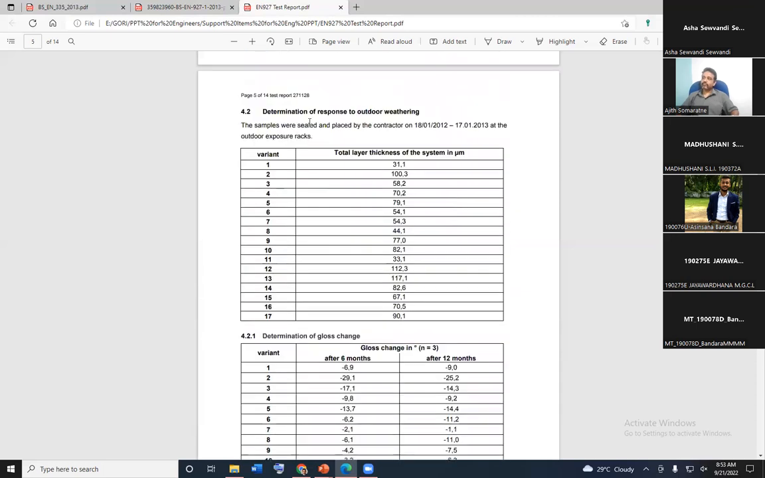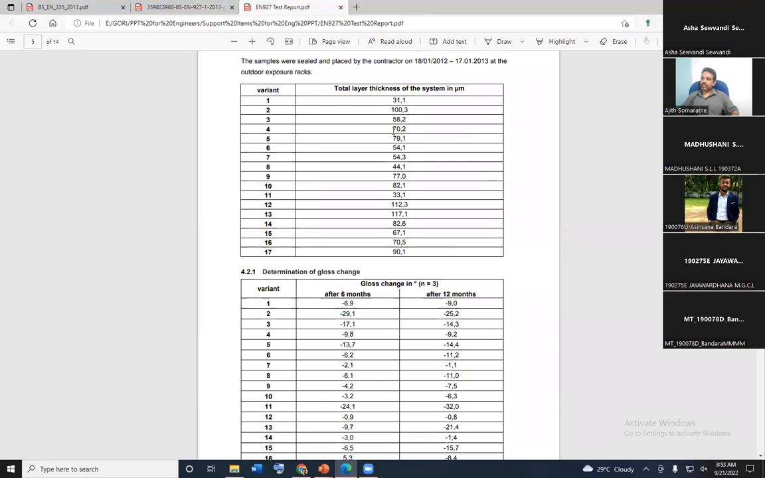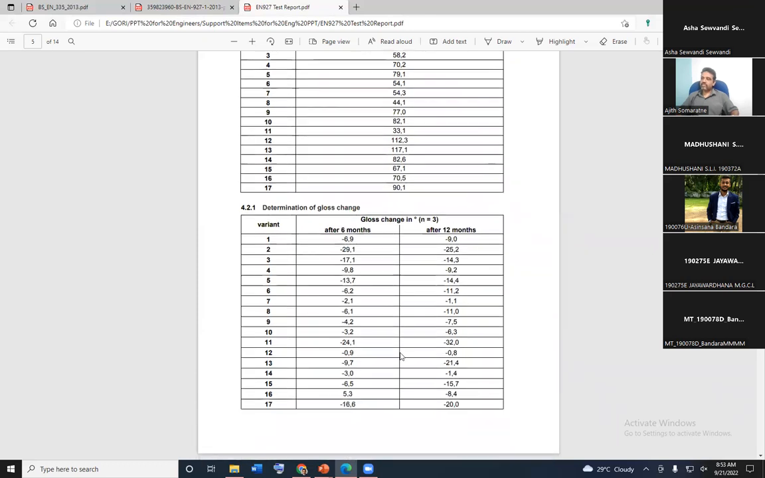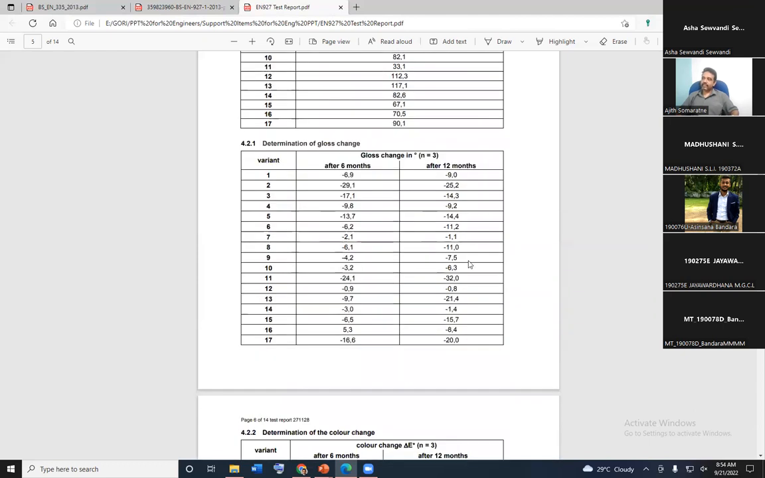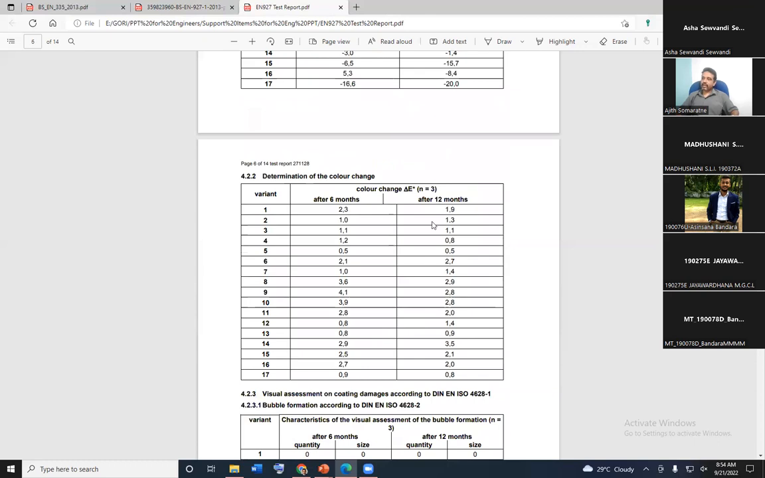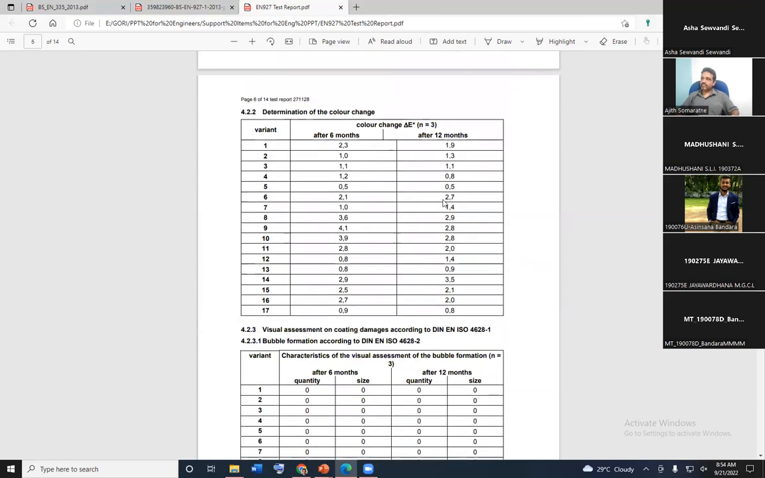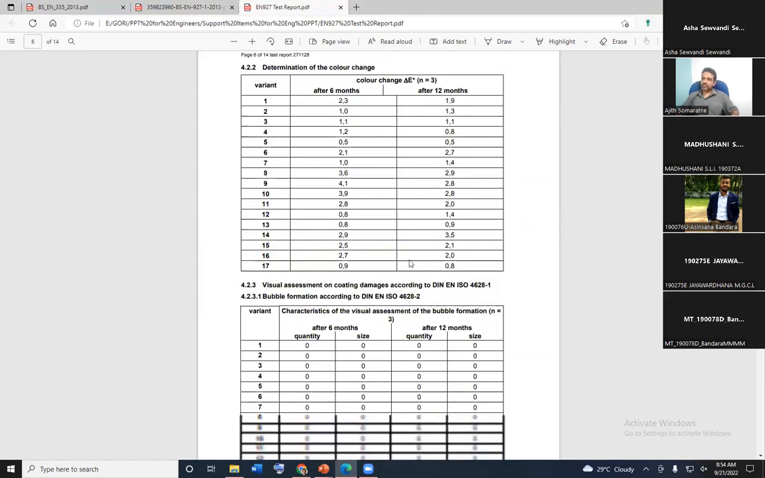Then according to the outdoor weathering, this is the gloss change. They have measured in 6 months and in 12 months also. Then color change in 6 months and 12 months.